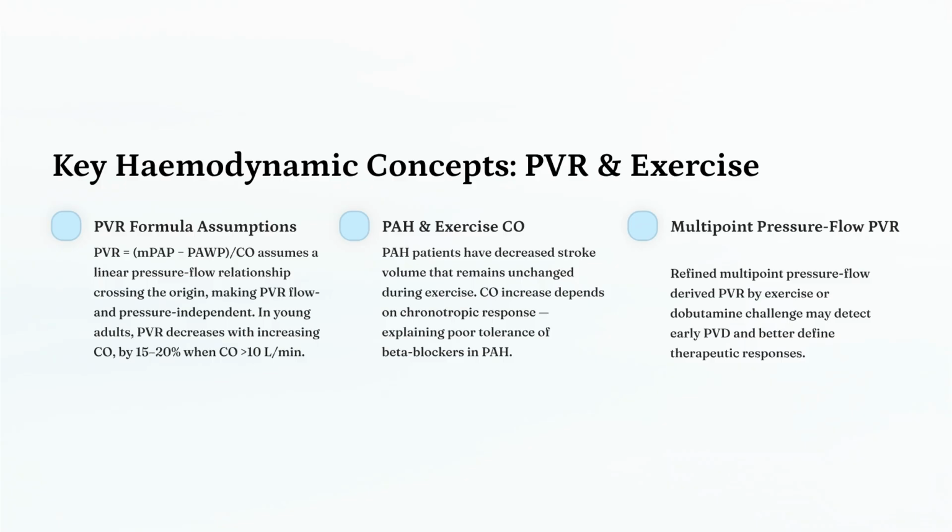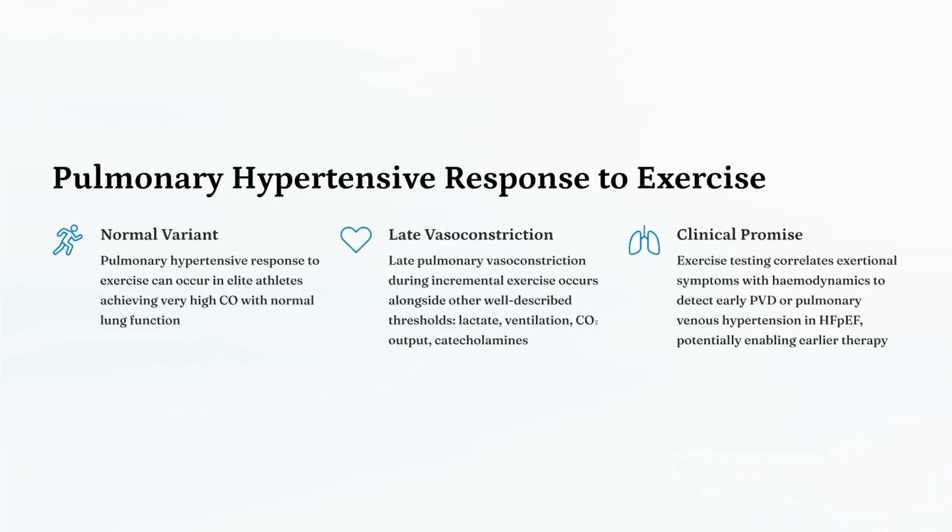Understanding pulmonary vascular resistance involves certain assumptions. The standard formula assumes a linear pressure-flow relationship, which may not always hold true. In practice, resistance can decrease significantly as cardiac output increases, particularly in young, healthy adults. In patients with pulmonary arterial hypertension, stroke volume is often reduced and remains fixed during exercise. This means any increase in cardiac output relies on the heart rate response, which explains why these patients may not tolerate beta blocker therapy well.